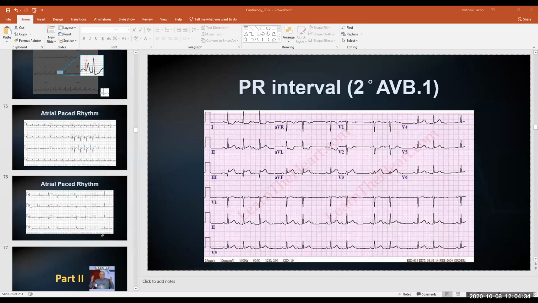And so basically the PR right after the drop is going to be the shortest possible. And the PR before the drop is going to be the longest because it eventually elongates longer until the drop.